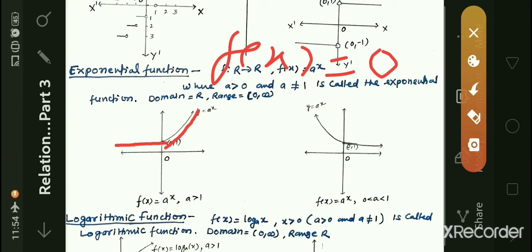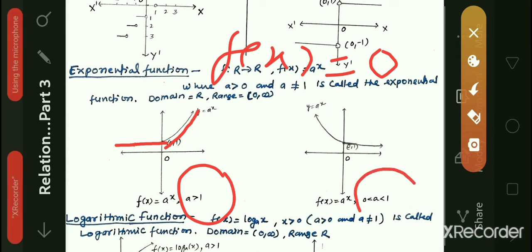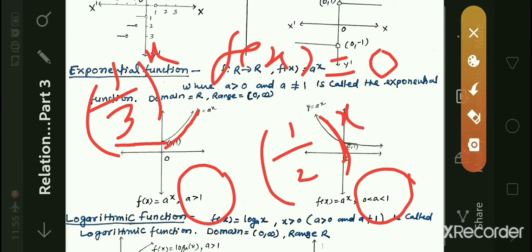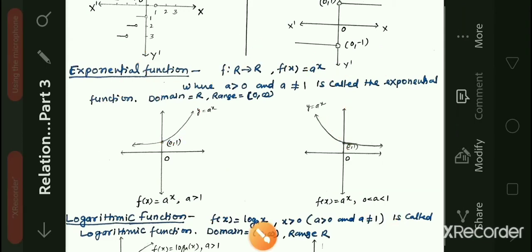Now another graph of y equal to a to the power x: in the first graph a is greater than 1, and in the second case a is less than 1. So this is for functions like (1/2) raised to the power x, all these, since 1/2 is less than 1, so this will be the graph. And you can also consider (1/3) raised to the power x. So the first graph is for a greater than 1, and the second graph is for a less than 1.